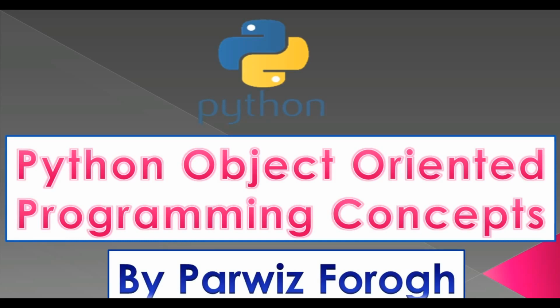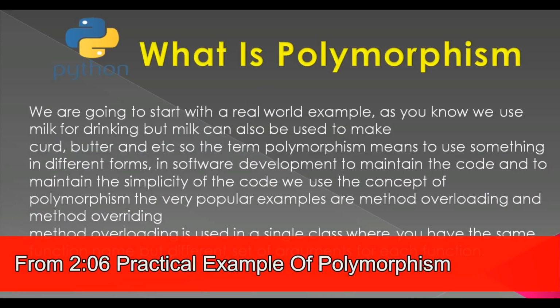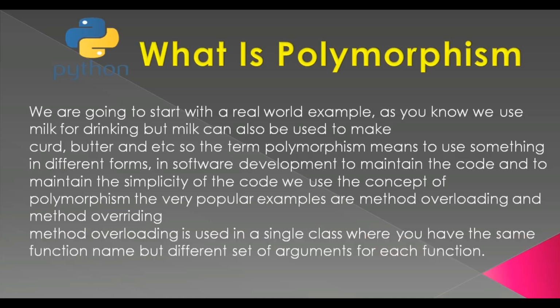In this video we are going to talk about another concept in object-oriented programming that's called polymorphism. So first of all, what is polymorphism? Now we're going to start with a real world example. For example, as you know, we use milk for drinking, but milk can also be used to make curd, butter, etc. So the term polymorphism means to use something in different forms.